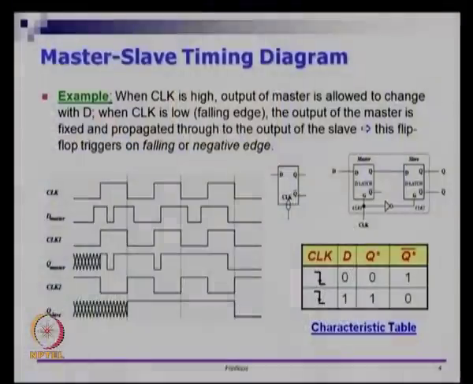In all the other time periods, Q will be retained. That is the characteristic table of a D flip flop, which is negative edge triggered, and it is still following D. That is why we call it a D flip flop, or the data flip flop. It is still following D as it is. There is no special meaning attached to D here. D is not set or reset or anything. Whatever the value of D is, we are passing that on to Q.